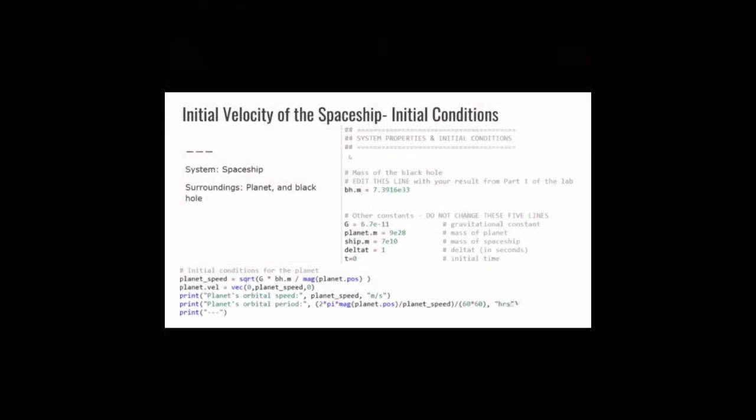So here's the code for the initial conditions that was written to find the initial velocity of the spaceship. We have our system being the spaceship and our surroundings being the planet and the black hole. So we just lined up what G is, the mass of the planet, mass of the ship, planet's velocity, and things of that nature, just to start us off. The next step to finding the initial velocity of the spaceship is to calculate net force. First, we're going to find the magnitude of the position. Then we'll find r hat, the unit vector of this position vector. And then we will find F gravity using the universal gravitational law. And then from that, we can find the magnitude of the ship to the black hole.